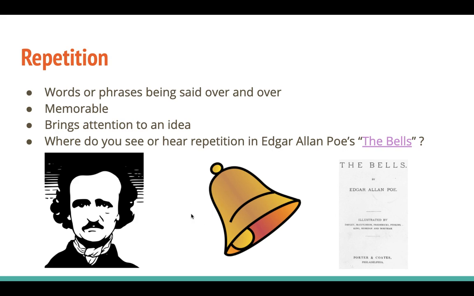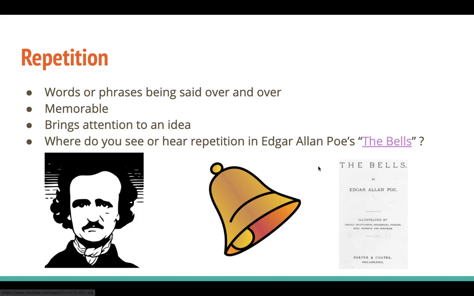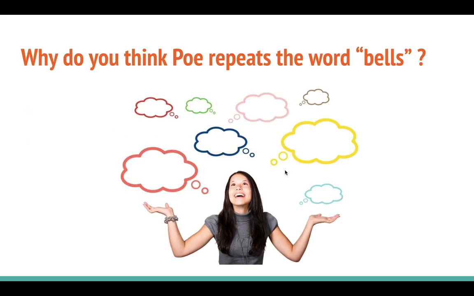In the slideshow that I'm going to post, you can click on this to listen to Edgar Allan Poe, The Bells. He says the bells pretty often in that, so it'd be a good idea for you to listen to that. And then I want you to think about that question as you listen to it. Why do you think Poe repeats the word bells? It can help you analyze a little bit deeper.